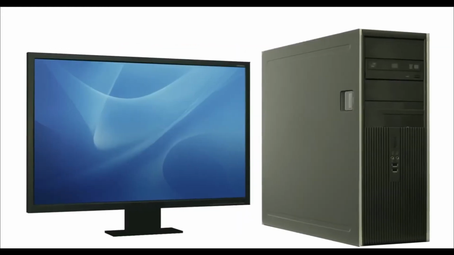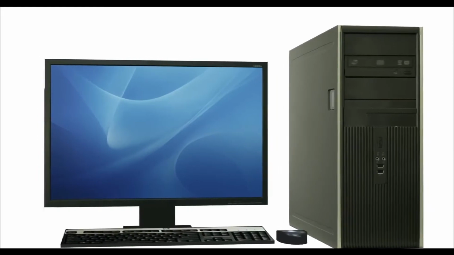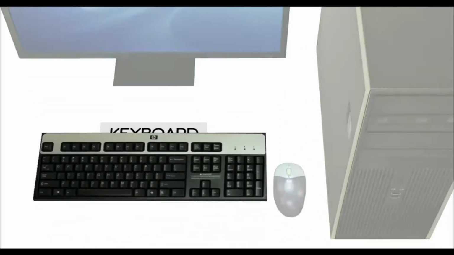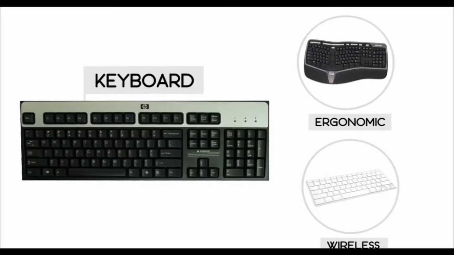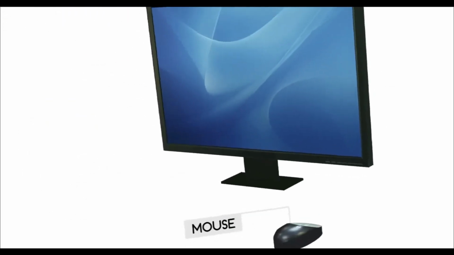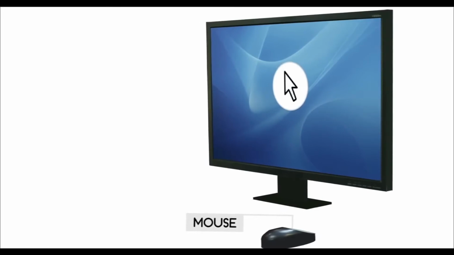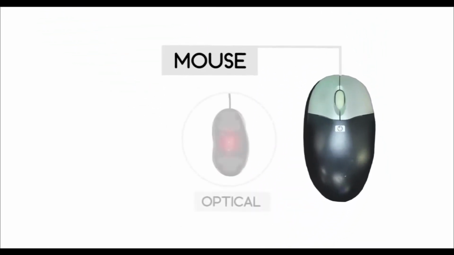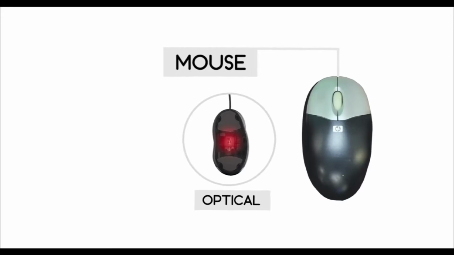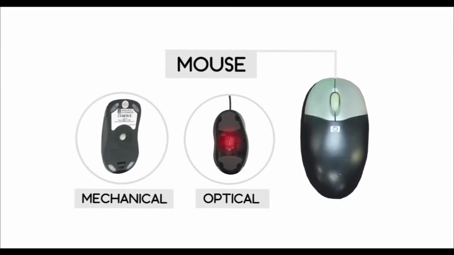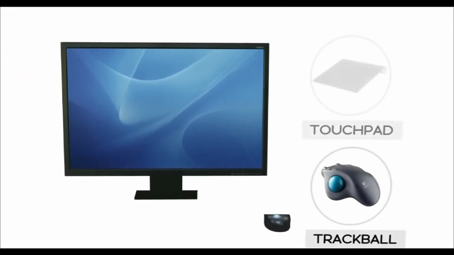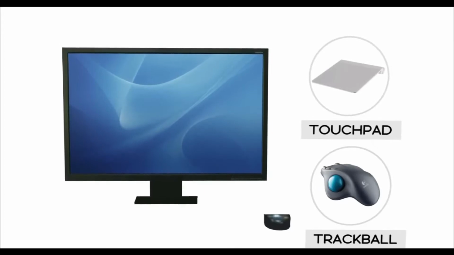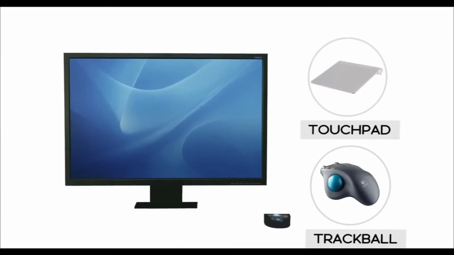To interact with your computer, you'll need a keyboard and mouse. Keyboards come in different shapes and sizes, for example, ergonomic and wireless keyboards. The mouse is used to control the mouse pointer on the screen. It can either be optical, which has an electrical eye on the bottom, or mechanical, which uses a rolling ball to detect movement. Some people prefer to use a trackball or touchpad instead of a mouse. These use less desk space since they don't need to move around when you're using them.